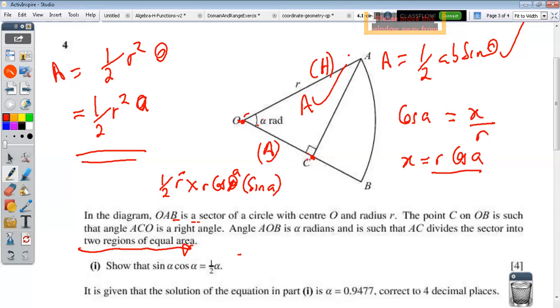Making sense, everyone? But that area is half the area of the whole what? Semicircle. This is the area here. So this area that we found here should be multiplied by 2 for it to be equal to this area here, which is half r squared A. That is the area of the sector, and this area of the triangle is half the area of the sector. Clear? Making sense now?